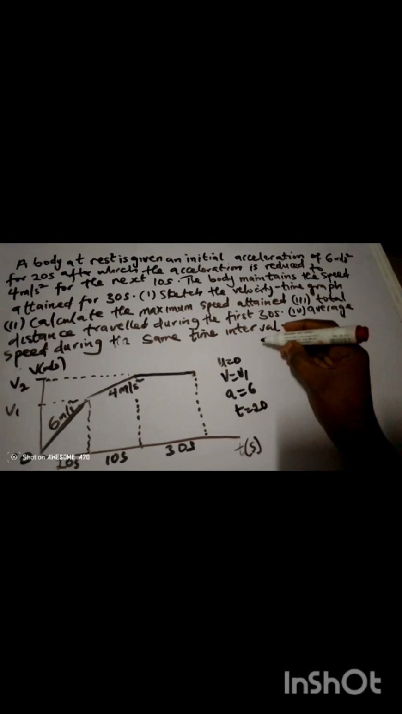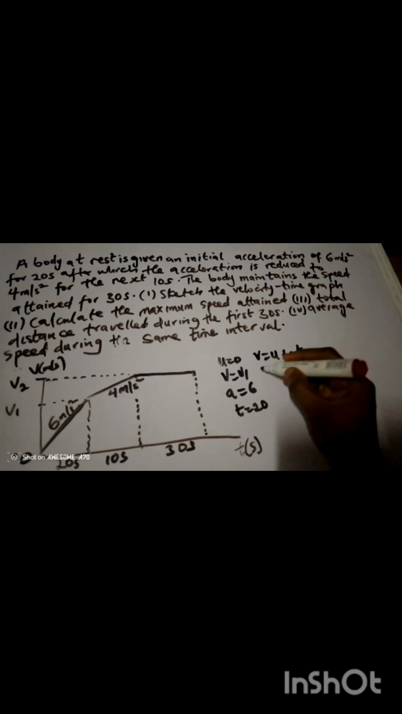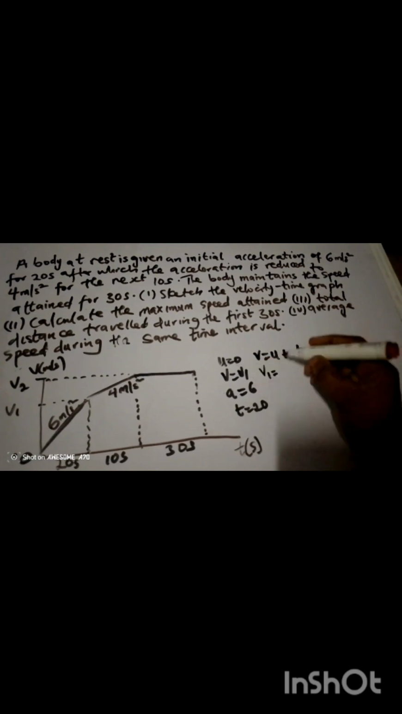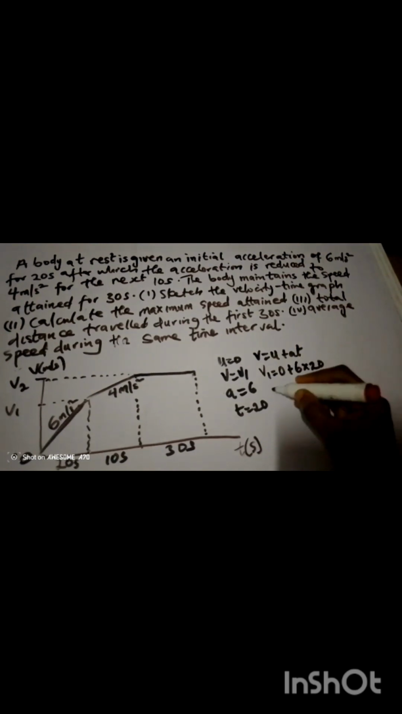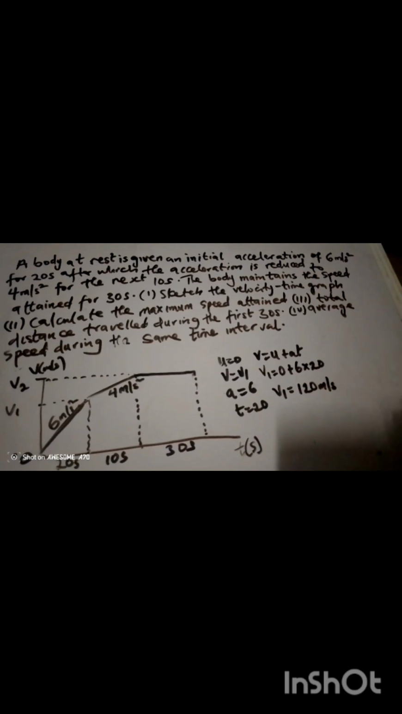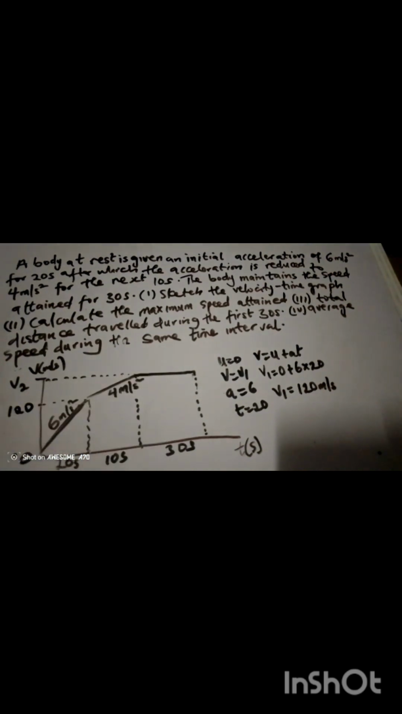Using the equation of motion v equals u plus at, let's find our v1. So v1 equals u, which is 0, plus at, where a is 6 and t is 20. Then v1 is 0 plus 6 times 20, which gives 120 meters per second. So the first velocity attained by this body is 120 meters per second. Let's put it there. So that's our v1, 120 meters per second.